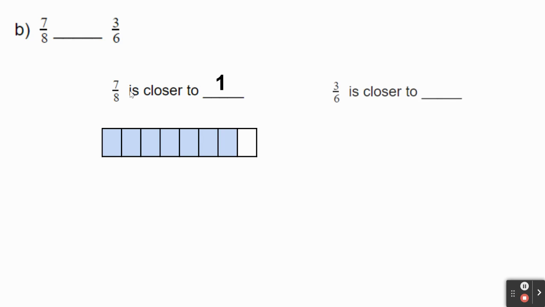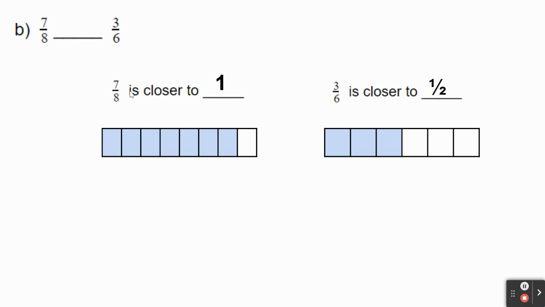Let's do the same for 3/6. Here, we'll have 6 equal parts with 3 of them shaded. We can see this is exactly half of the model shaded. So 3/6 is closest to 1/2. If we look at our benchmark fractions, 1 is bigger than 1/2. So that means 7/8 is going to be larger. So 7/8 is more than 3/6. So up here in our sentence, we're going to have the sign that opens up to 7/8. 7/8 is greater than 3/6.